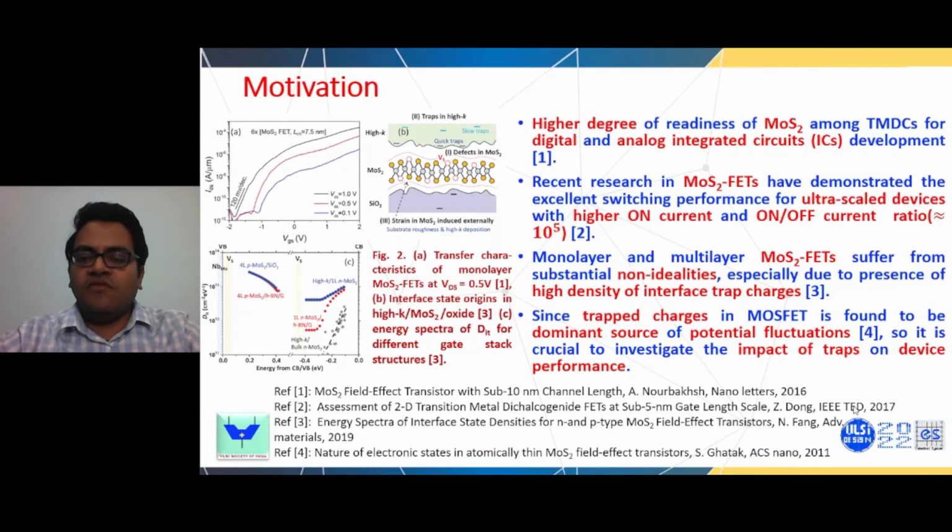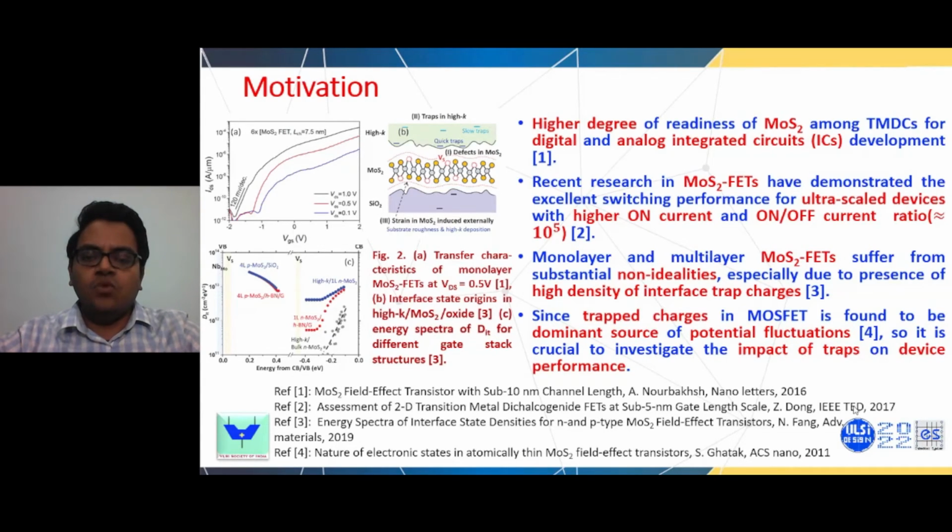This can be seen from figure 2a, that the on current is significantly high and we have a high on off ratio of about 10 to the power 5. However, monolayer and multilayer MoS2 FETs suffer from substantial non-idealities because of the presence of high density of interface traps. The origin of these interface traps is broadly divided into 3 categories.